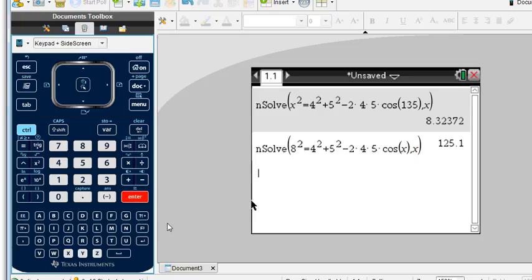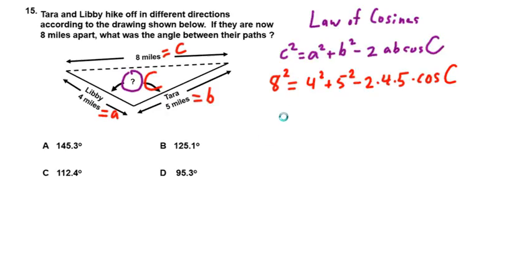We got 125.1 degrees. So let's go over here. So C is approximately equal to 125.1 degrees. And our closest answer to that is B.